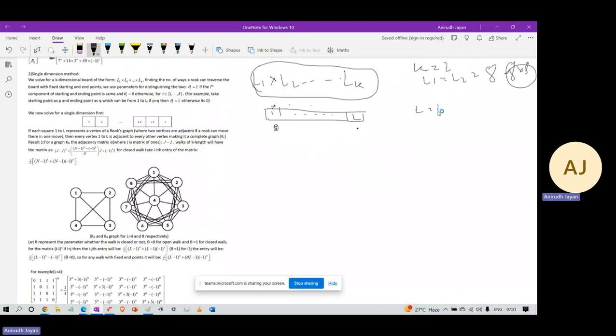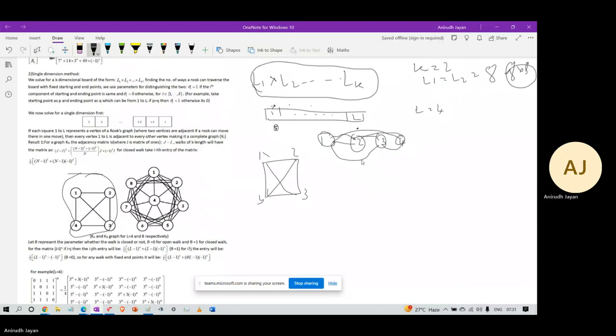Say L is equal to 4. Then 1 is adjacent to 4, 3 and 2, 2 is adjacent to 3, 4, and 3 is adjacent to 4. So you have a complete graph. A complete graph is represented by KL, where there are L number of vertices.